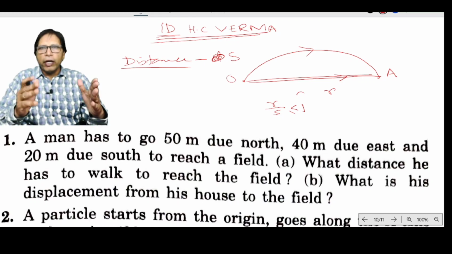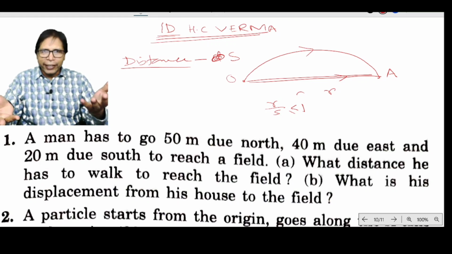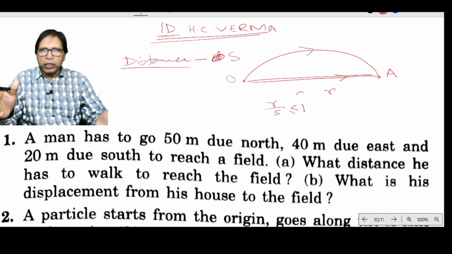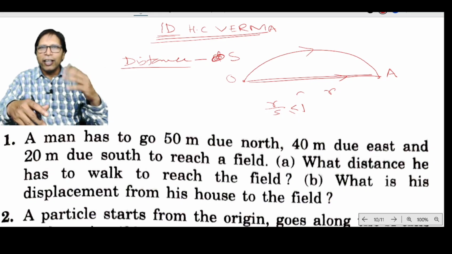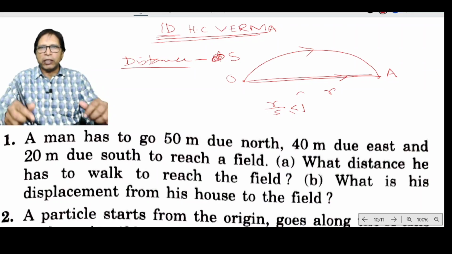Okay. Now the difference between displacement and distance. Distance is the path length traveled by a moving body; displacement is the shortest distance between initial and final point. Distance is a scalar quantity; displacement is a vector quantity directed from initial point to final point. Distance is always positive; displacement may be positive, negative or zero. For a moving body, distance is always increasing, while displacement may increase or decrease.